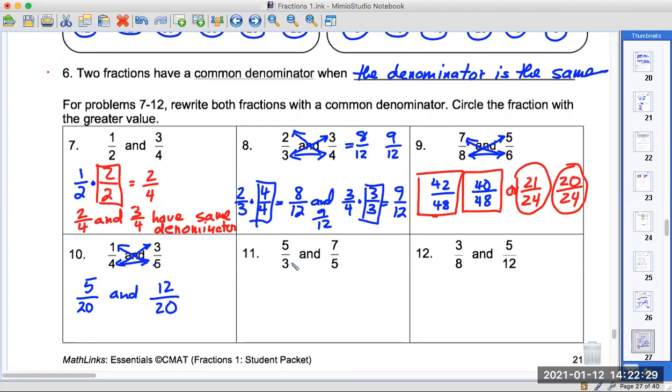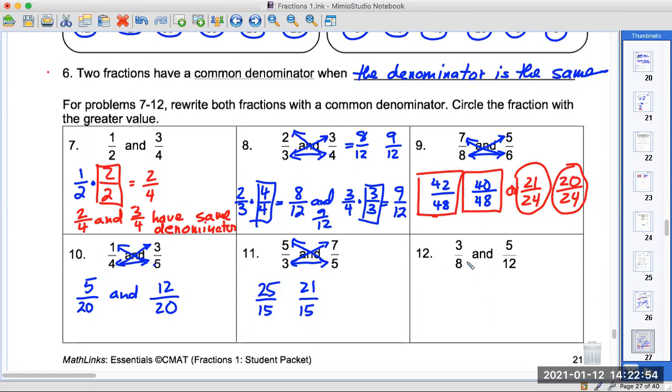Let's try this again. 3 and 5, crisscross. 3 times 5 is 15. Both will have 15. Then you can multiply across. 5 times 5, 25. 3 times 7, 21. If you need a calculator to multiply these numbers, please do. Find one, stop your video, see if you can practice that.